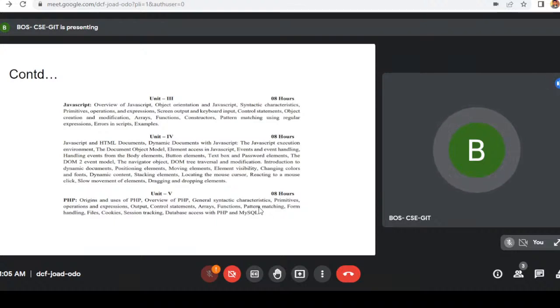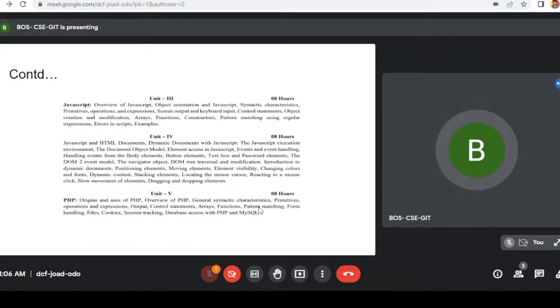Then unit 4 is HTML and HTML documents. Means how are we going to club them together? How are we going to integrate them together? And then finally, you have unit 5, that is PHP. PHP is a hypertext preprocessor. You can just see it's a general purpose scripting language that can be used to develop dynamic and interactive websites. So all these things are there in your syllabus, which we will be learning.